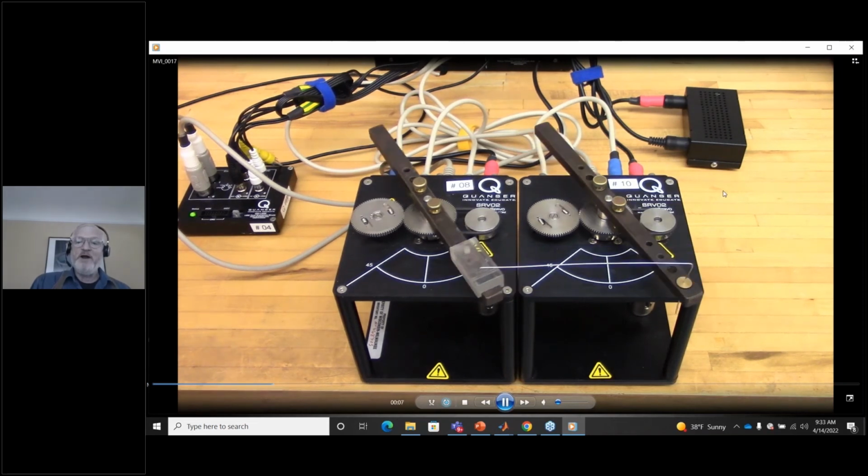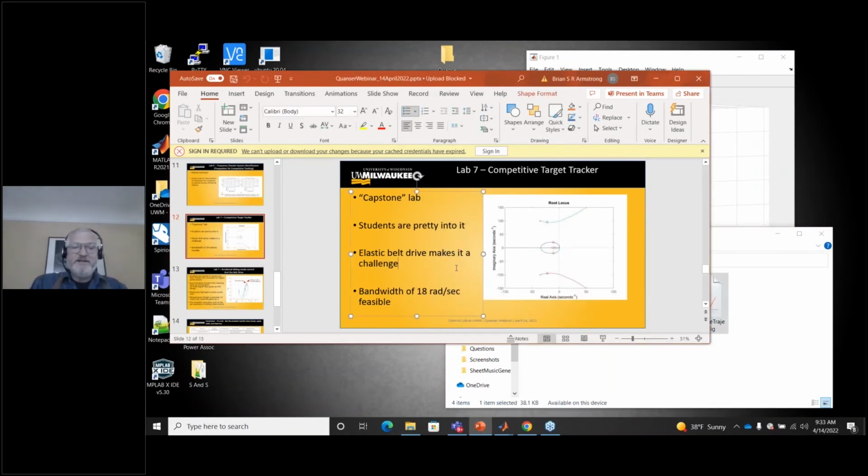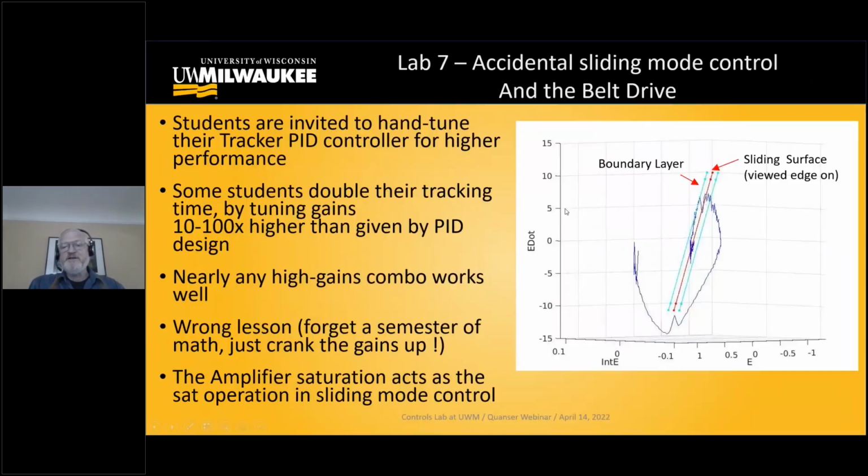Now, I want to speak a little bit more to this. Let's see if I have a slide that addresses the issue that I'm moving towards. Yes, here we go. So we've discovered the following kind of remarkable thing in the stock SRV-02 setup with the gear drive, and that is that the students are able to realize sliding mode control accidentally.